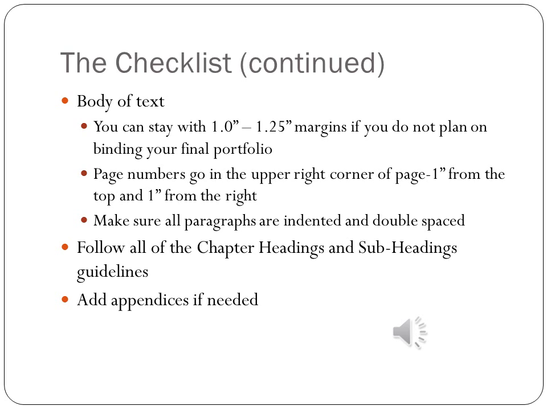Page numbers go in the upper right hand corner of the page, 1 inch from the top and 1 inch from the right. Make sure all the paragraphs are indented and double spaced, and make sure you leave room for the page numbers and the running header. Okay, follow all the chapter headings and subheadings guidelines.